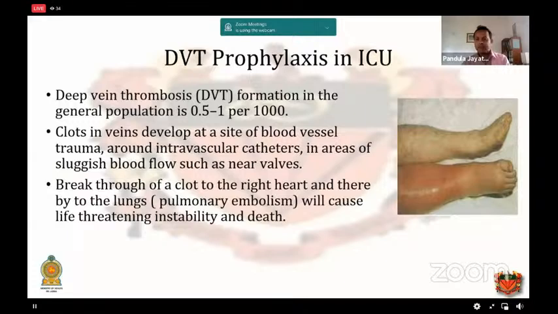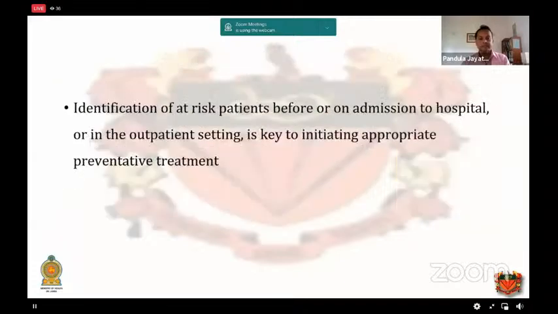So what is the bad effect of this blood clot formation? Yes, these blood clots can break off and travel to the right side of the heart and then to the lungs, resulting in pulmonary embolism, which could even be severe, resulting in cardiovascular instability and even death or cardiac arrest. So the important thing is prevention of DVT.